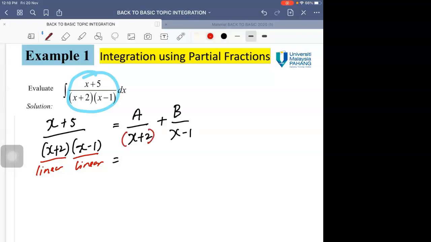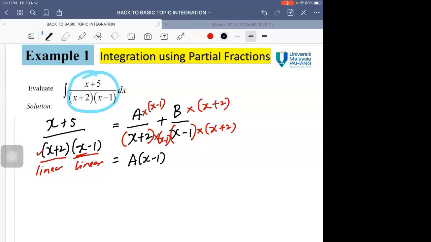For this term, we are missing x minus 1, so we multiply with x minus 1. Above also you must multiply with x minus 1. For this term, we are missing x plus 2, so we must multiply with x plus 2, and above also you must multiply with x plus 2.